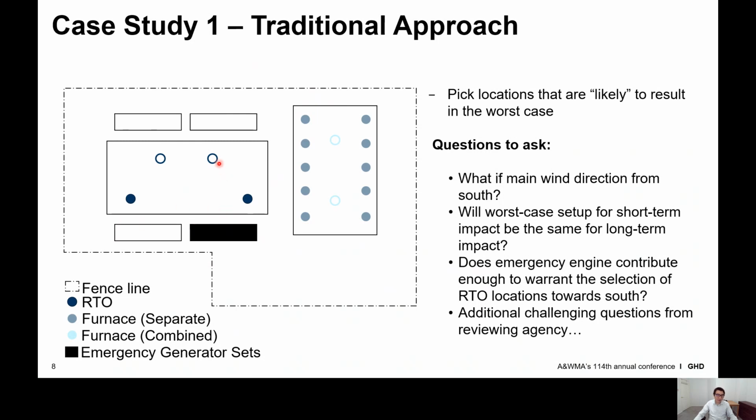So we would need to really think about RTOs or furnaces, maybe putting them in the south because it is so close to the boundary. Is it worth doing? Maybe it's not going to make a whole lot of difference in the final results. So maybe our worst case is another scenario. There might be other challenging questions from the reviewing agency.